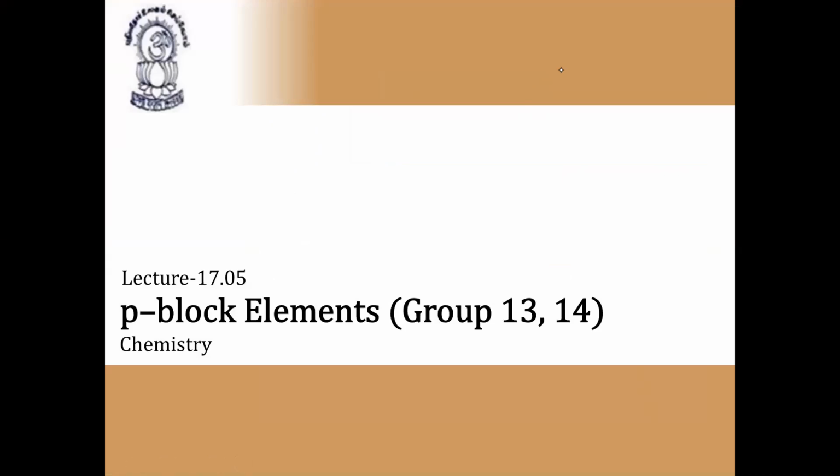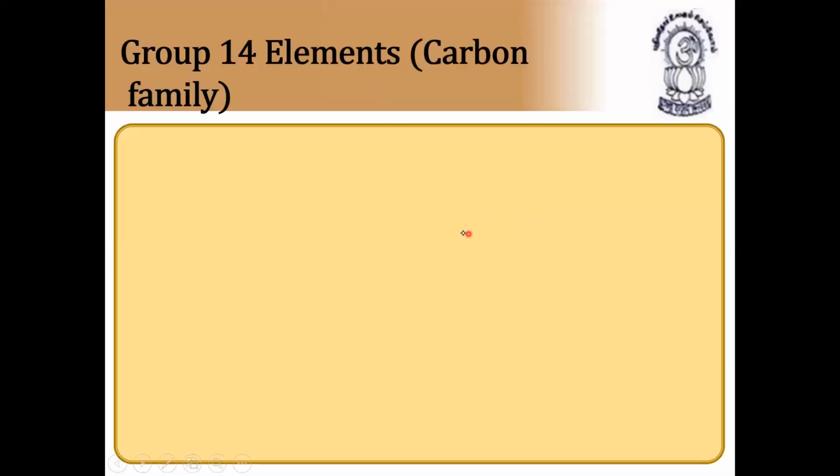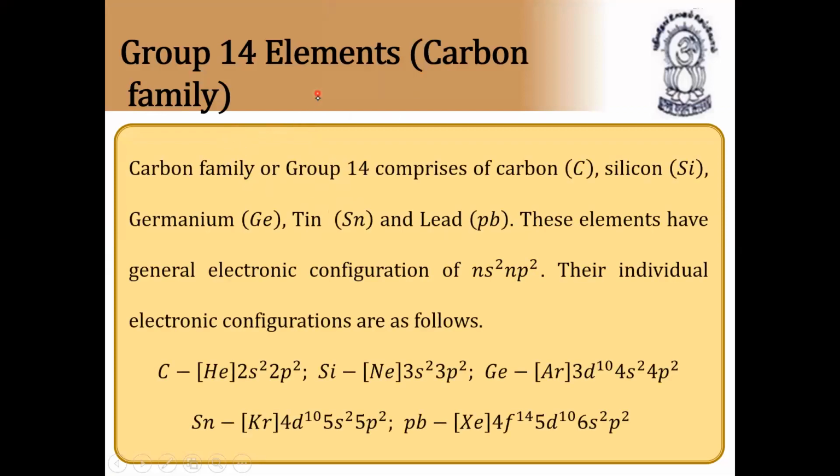So group 13 we have discussed already. Next, we are going to discuss 14 group elements. After this, we are going to discuss additional points in group 13 and 14 and questions followed by it. Now coming to group 14 elements, carbon family. It is also called the carbon family. Carbon family or group 14 comprises carbon, silicon, germanium, tin, and lead.